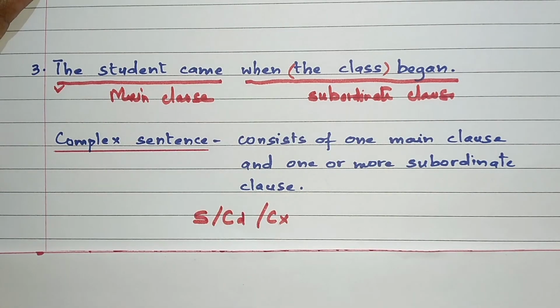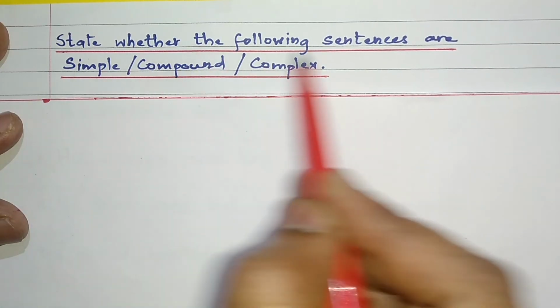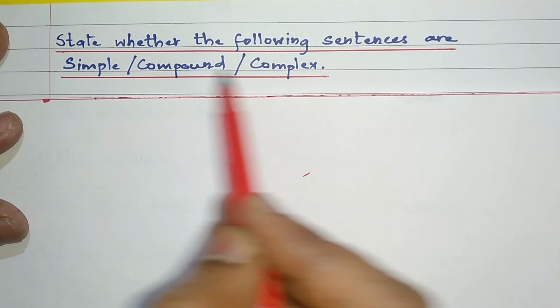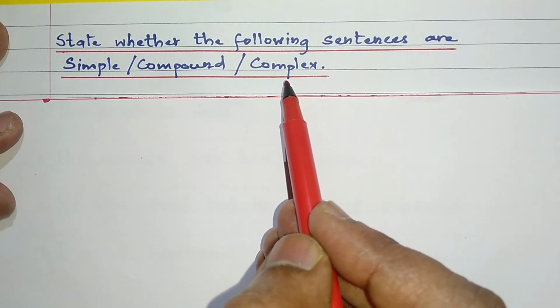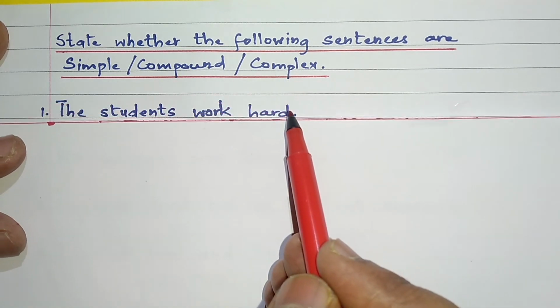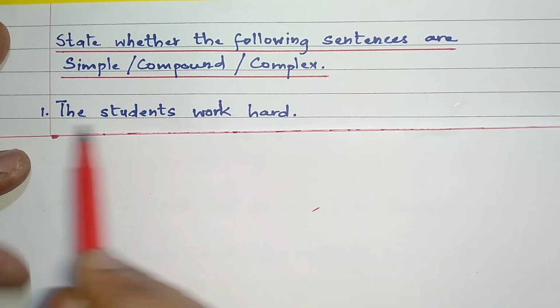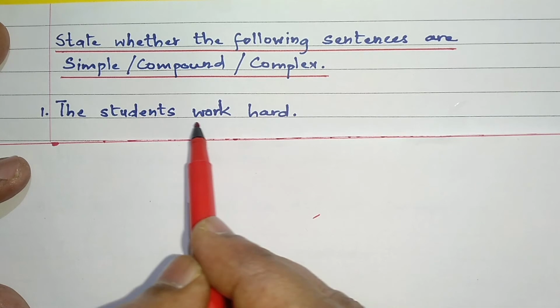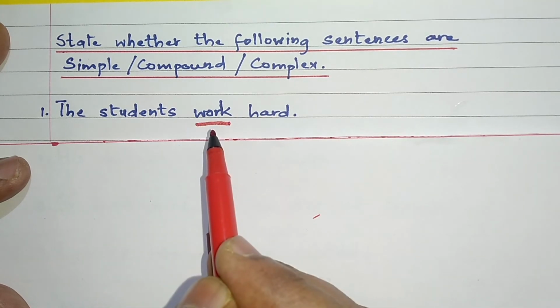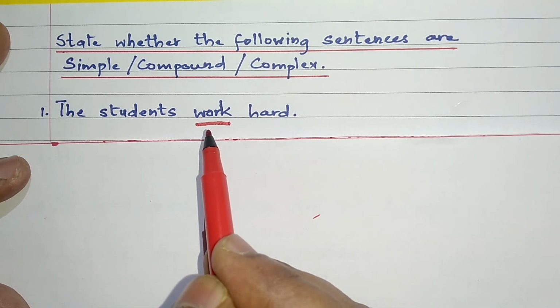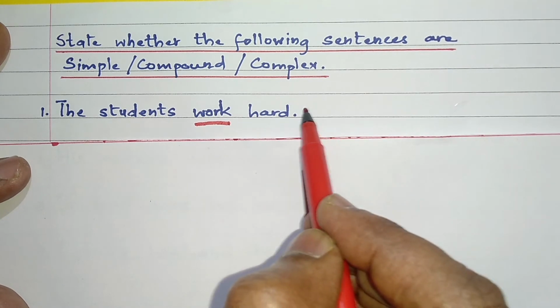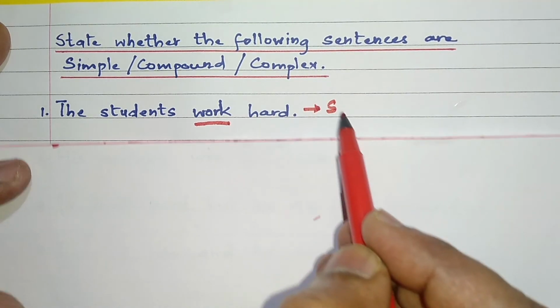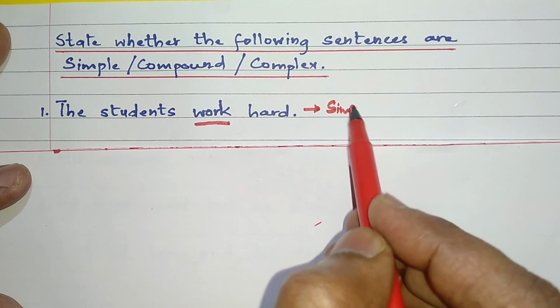Now let's do an activity in order to understand this concept properly. State whether the following sentences are simple, compound or complex. So friends, we have to identify the sentence. The students work hard. Here in this sentence, there is one finite verb, work. So therefore, by definition, this is a simple sentence.